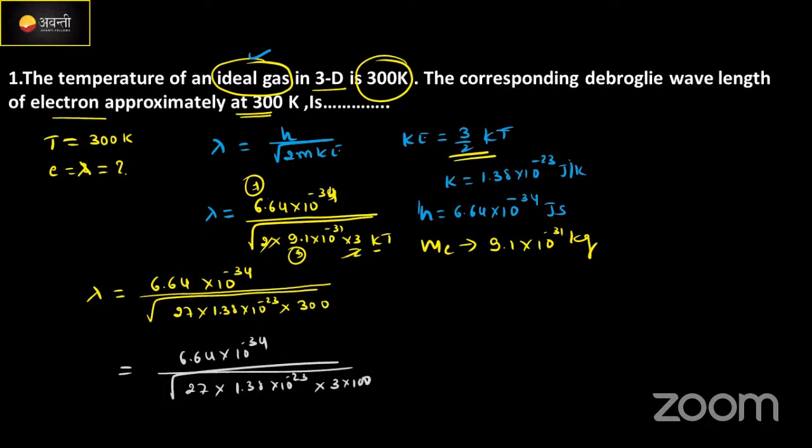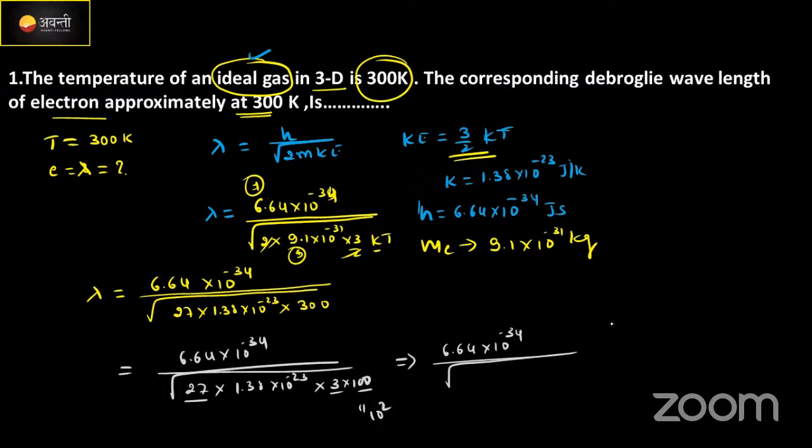And next step, again 6.64 into 10 to the power of minus 34 divided by under root of 27 multiplied by 3. Do multiply that 27 with 3, and here 100 is nothing but 10 to the power of 2. If you add here, it will become 10 to the power of 21.